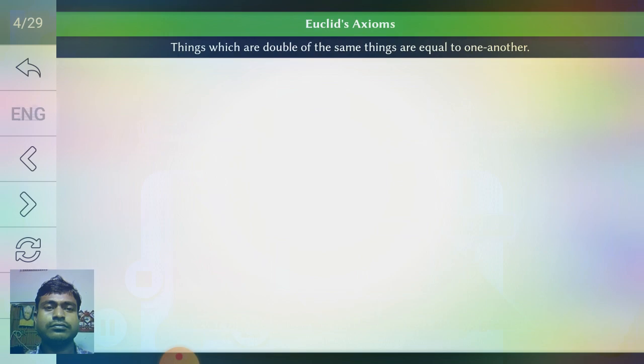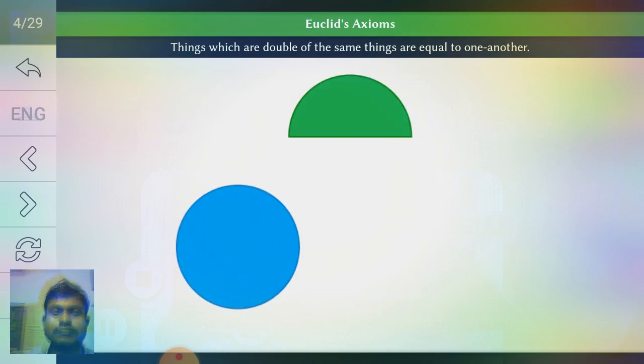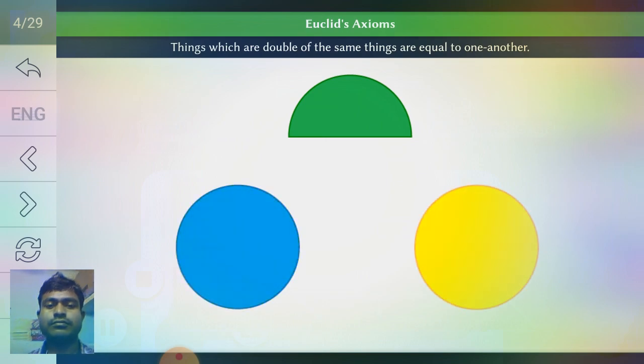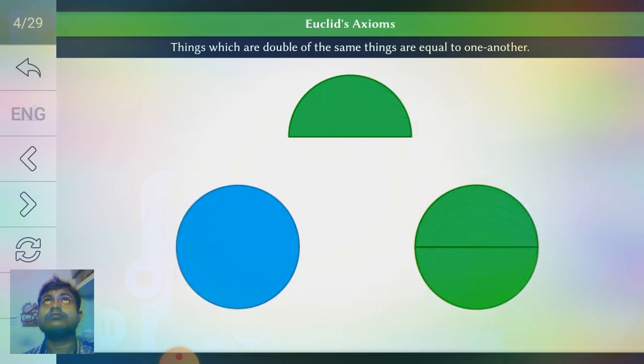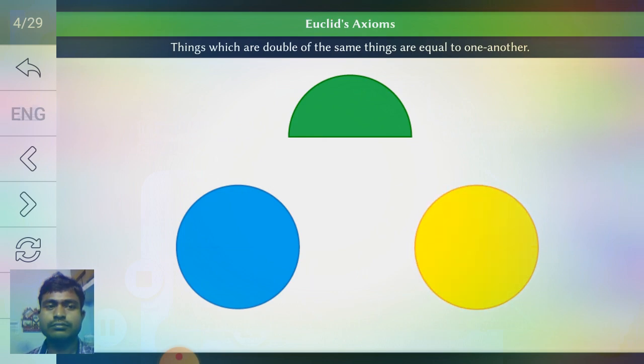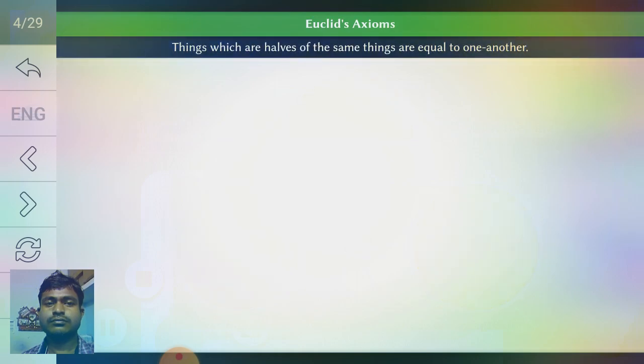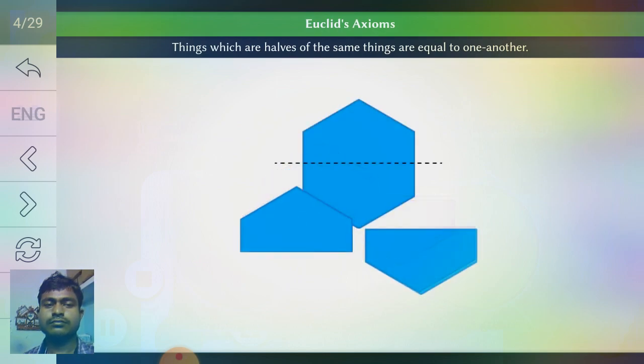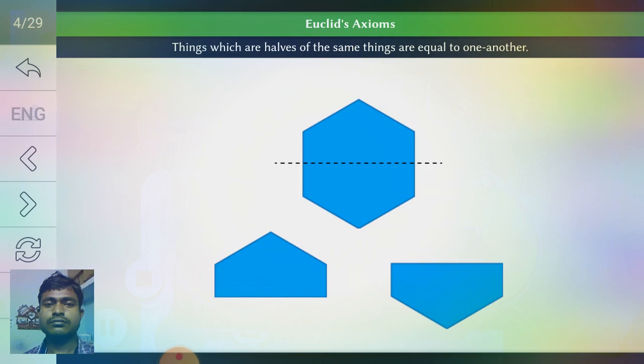Things which are double of the same things are equal to one another. Consider this circle. It is double the given semicircle. Now, this circle is also double the given semicircle. Thus, both the circles are equal to one another. Things which are halves of the same things are equal to one another. Consider this hexagon. These are the two halves of this hexagon. We can see that the two halves are equal to one another.